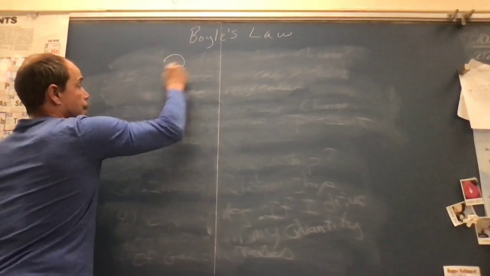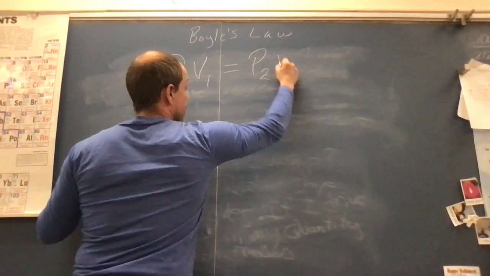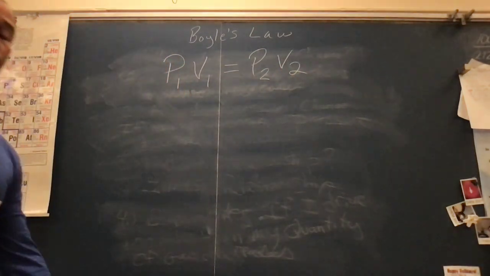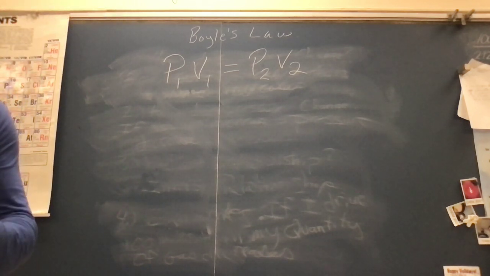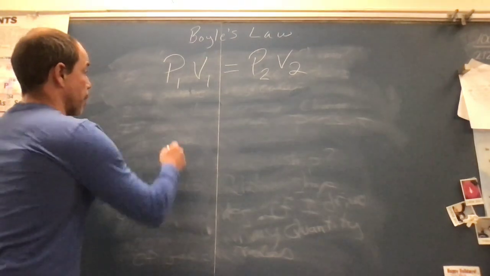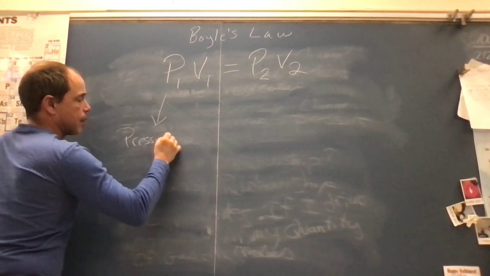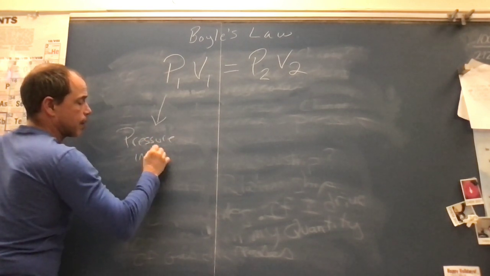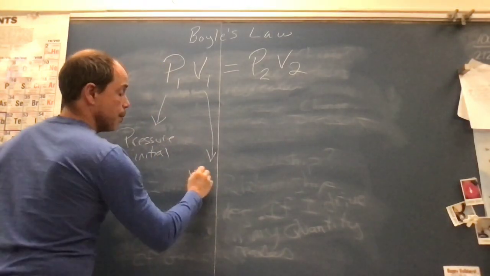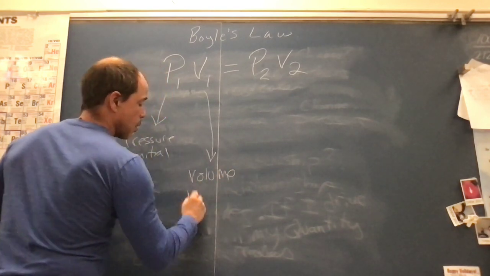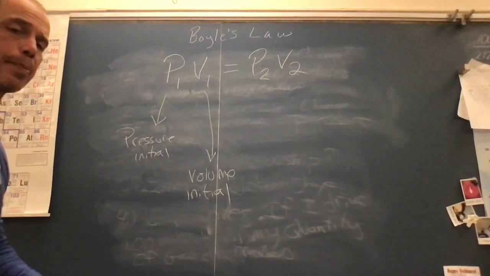So, Boyle's law, as presented in your notes last time you watched one of my videos, is the pressure 1 multiplied by the volume 1 equals the pressure 2 multiplied by the volume 2. Simple algebraic expression. So this is pressure initial. So what pressure it started at. This is volume initial. What volume this started at. Okay, I'm going to stop there for a second while you copy that down.